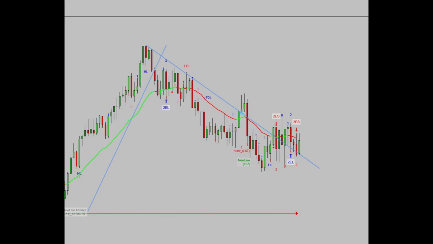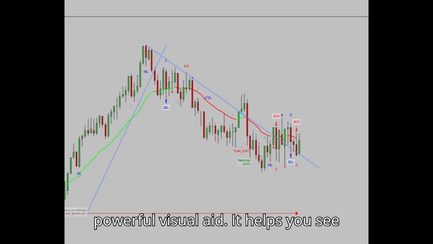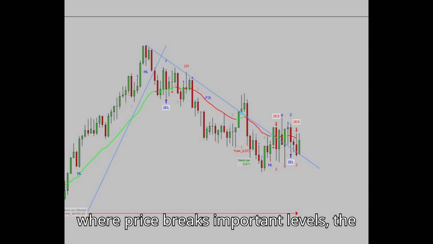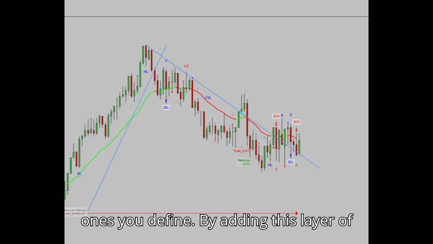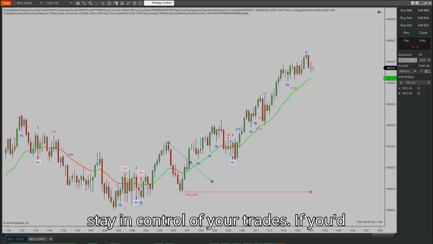In summary, the TW PriceLineCrossDetector is a powerful visual aid. It helps you see where price breaks important levels, the ones you define. By adding this layer of clarity, you can act more confidently and stay in control of your trades.